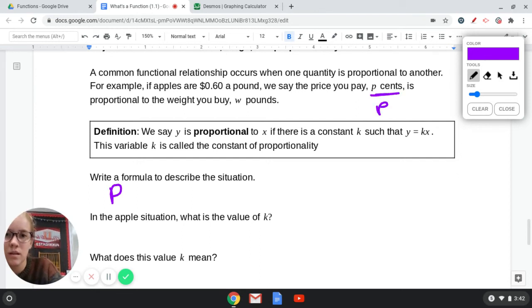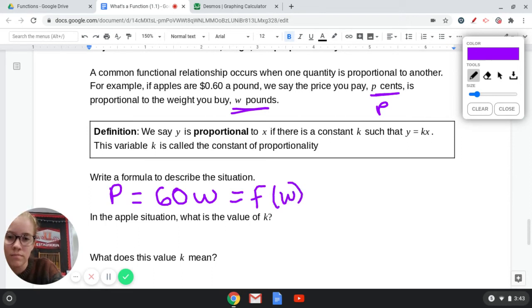Okay, so this is p equals, it's going to be 60 cents a pound. So this is 60, because remember we're in cents, so it's not 0.6 because that's dollars. So this is 60 cents per pound, and this is W pounds, so 60W. And this is actually an equation, but you can also say this is equal to a function with respect to W. So you can write this either way: P equals 60W or f of W equals 60W.